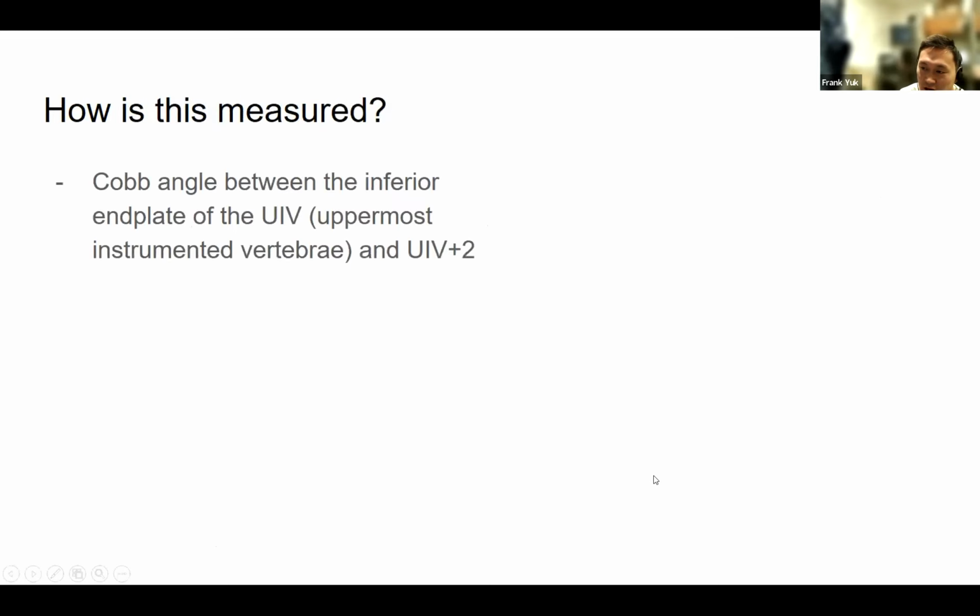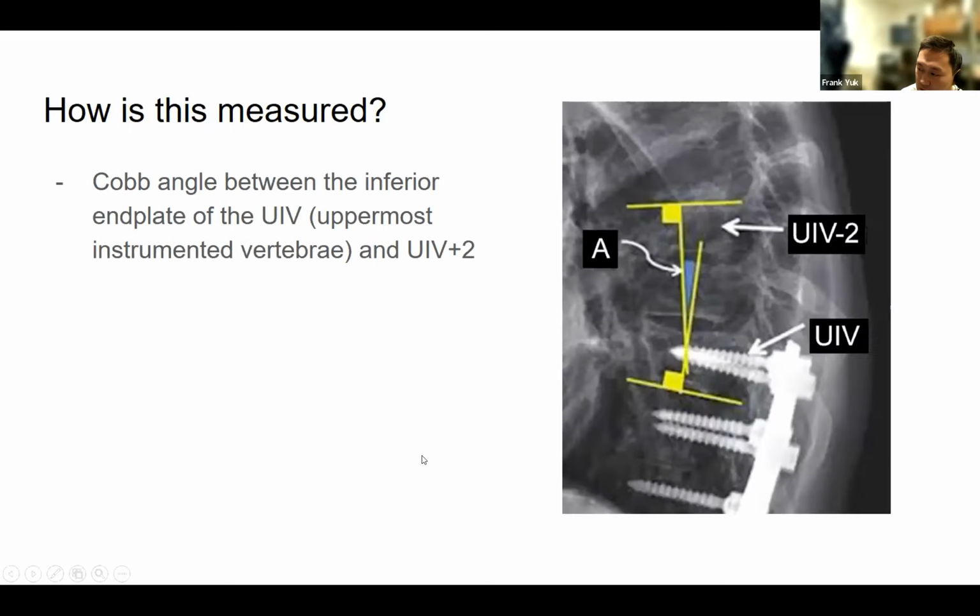And so how do we measure this? So this is a Cobb angle, like we said, between the inferior end plate of the UIV and UIV plus 2 usually. So here's the inferior end plate of the UIV, or the uppermost instrumented vertebral level, and then the UIV plus 2. And then this angle, or this Cobb angle, is what gives you this degree of PJK.